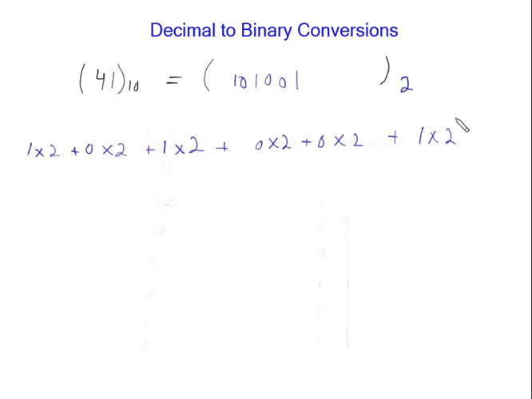Now starting from here, the first 2 will have a power of 0, this one will have 1, and then 2, 3, 4 and 5. So this gets us 32, plus zeros, plus 8, plus only this one, 1 times 1, which gets us 1. So finally, yes, you can see that this binary number is equal to 41. This was the verification.